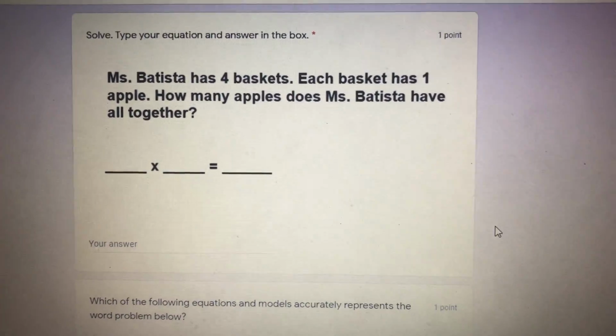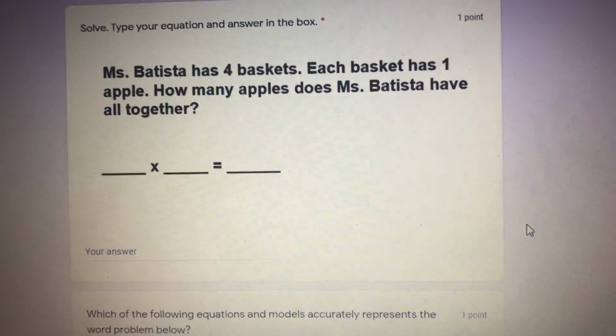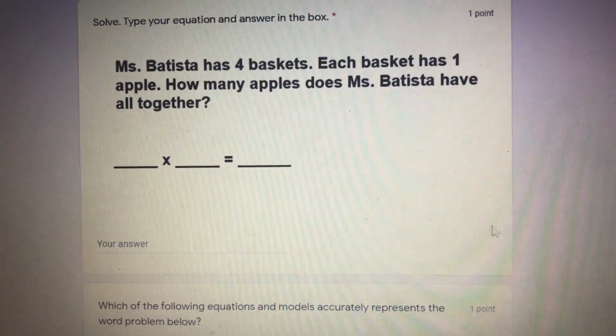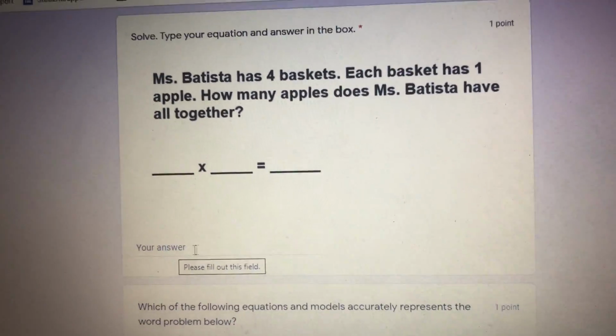Solve. Type your equation and answer in the box. Miss Batista has 4 baskets. Each basket has 1 apple. How many apples does Miss Batista have all together? You're going to type blank times blank equals blank.